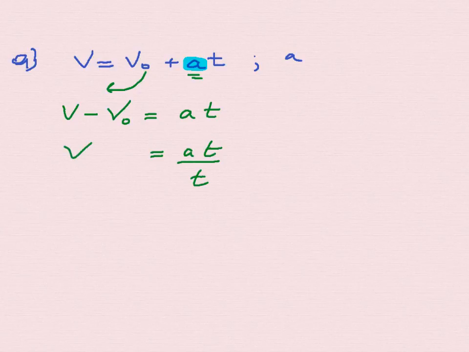Divide the left-hand side by the T. Make sure your fraction covers both terms on the top. Can't be sloppy. So the final velocity minus the initial velocity divided by the time would give you the acceleration. That's a new rearranged formula.